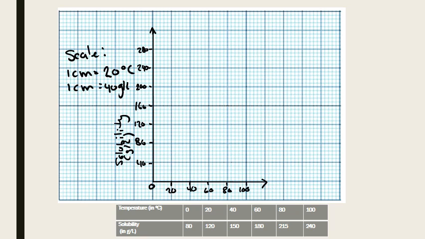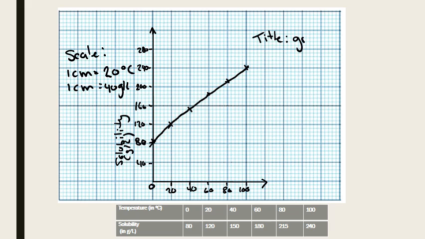And now we plot. So 0 is 80, 20 is 120, 40 is 150, so it's roughly here, 60 is 180, it's roughly here, 80 is 215, 100 is 240. Okay, and then we connect the lines.